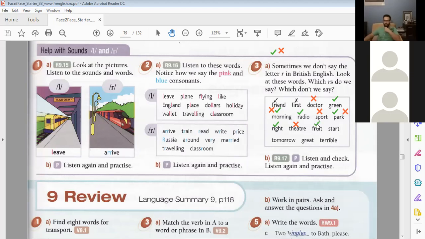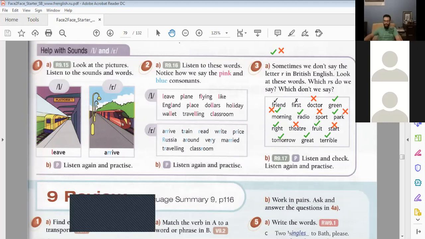What about the next word? No, star, no. Okay. What about this word? Yes. Okay. Next word? Yes. Good. And next word? Yes, trouble. Okay. Let's listen and check if this is correct or not.